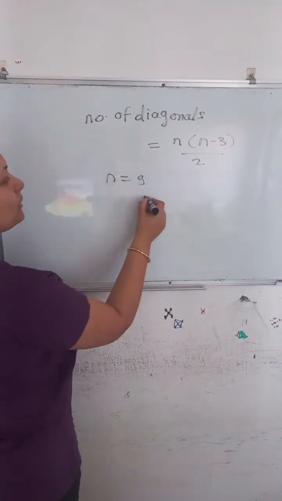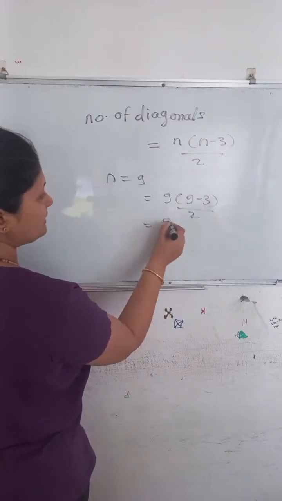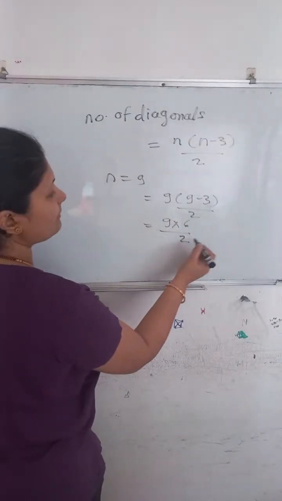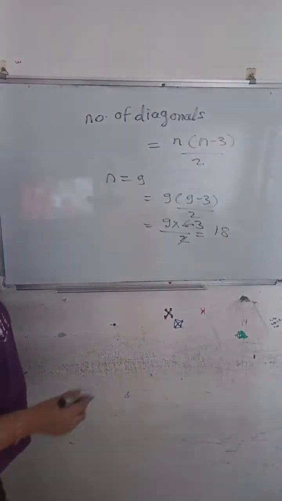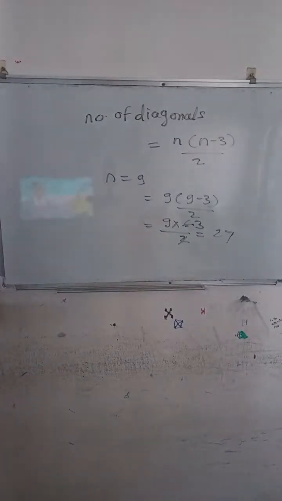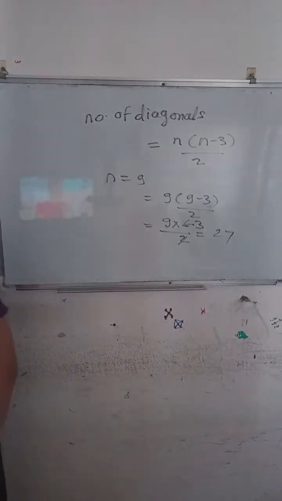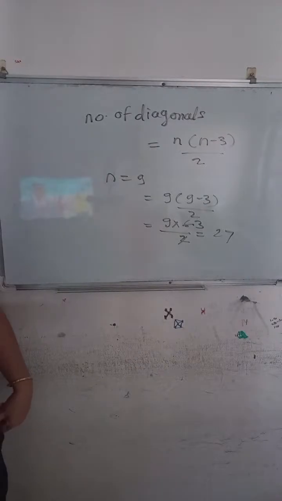Here they are saying the polygon has 9 sides, so n is equal to 9. So 9 into (9 minus 3) divided by 2. 9 minus 3 is 6, 6 divided by 2 is 3, and 9 threes are 27. So the number of diagonals is 27, and with 9 sides the polygon is a nonagon. Writing the name you get 1 mark and calculating the diagonals you get 1 mark. For the correct formula they will give you half a mark.